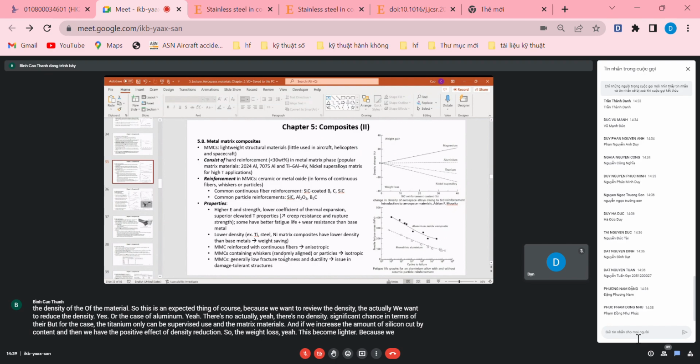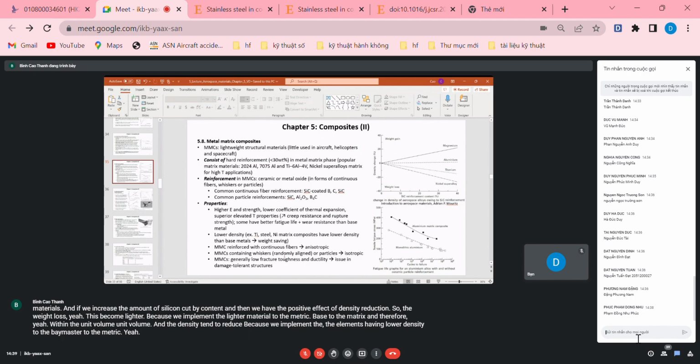because we implement the lighter material to the matrix base, to the matrix, and therefore, within a unit volume, the density tends to reduce because we implement the elements having lower density to the base matrix, to the matrix.